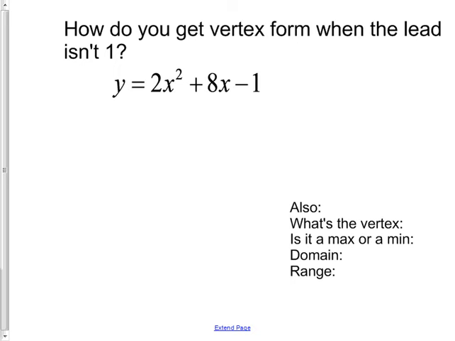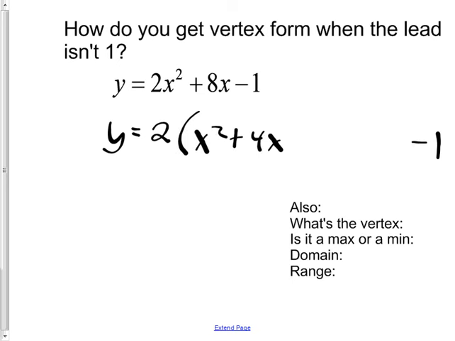The 2 makes it different. Well, first thing you should do is factor out the 2. So I'm going to do this one. You can watch. 2 comes out, x squared plus 4x. Notice minus 1 goes to the very end still.